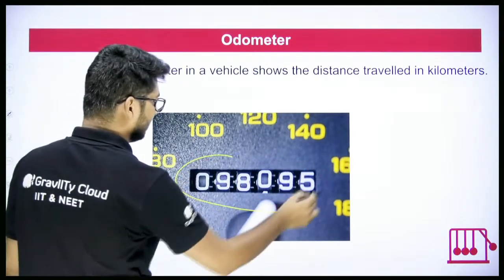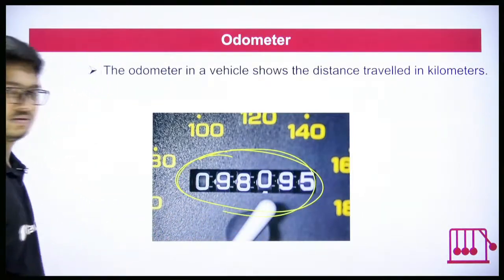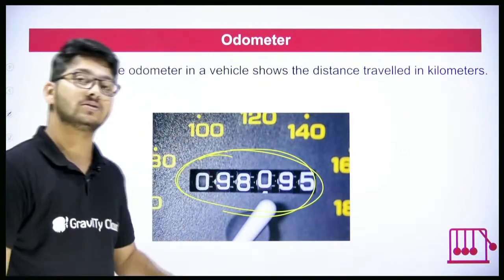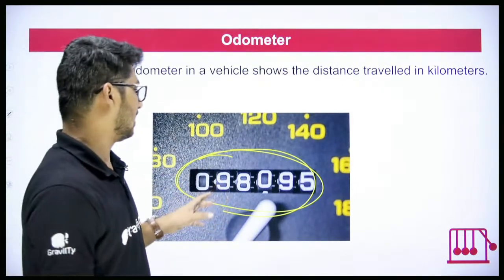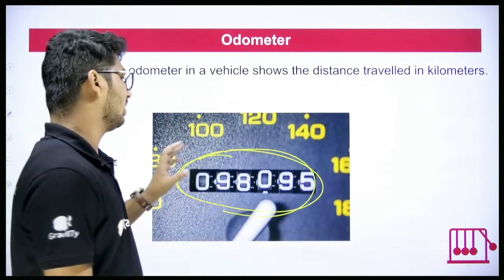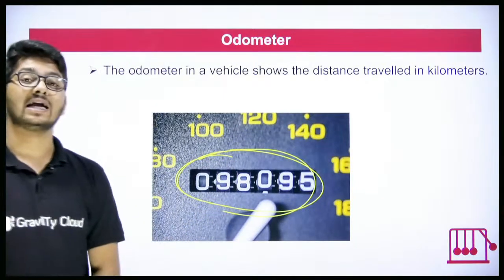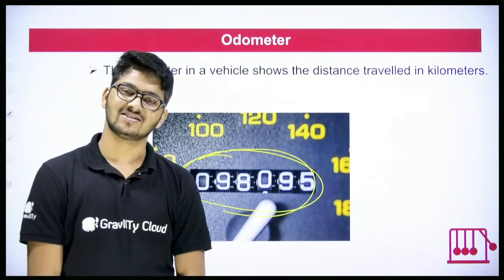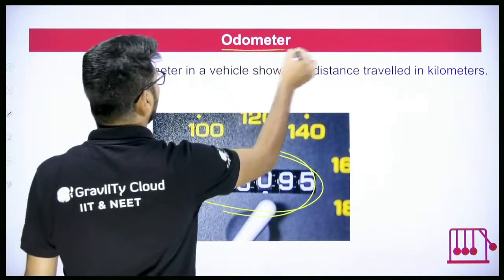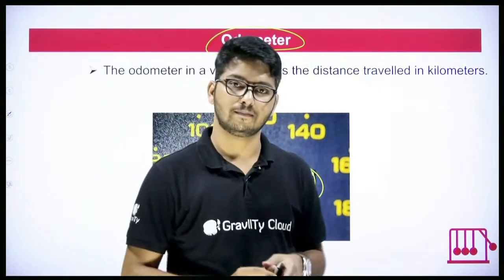You might have seen it many times. So this shows the total distance in kilometers. If I look at this, this has traveled 98,095 kilometers. Throughout its lifetime, the vehicle has traveled 98,095 kilometers. And what is that called? It is called the odometer. It shows us the total distance traveled.